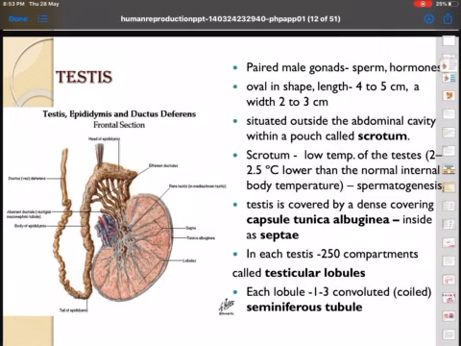And the testis is covered by a dense covering capsule called tunica albuginea, and inside it will be like septa. In each testis, 250 compartments called testicular lobules will be present. Please see the testicular lobules, and each testicular lobule will have 1 to 3 convoluted, coiled seminiferous tubules. Please look at that: seminiferous tubules.